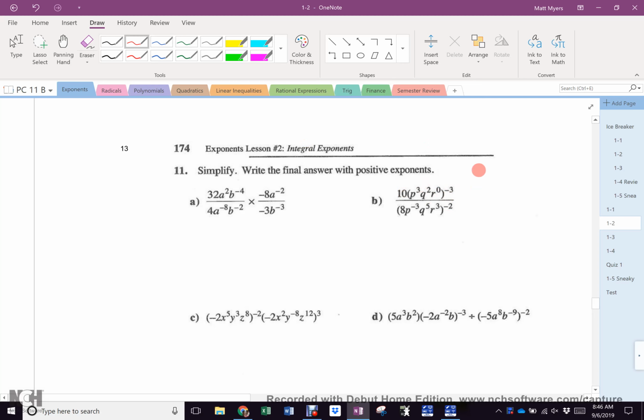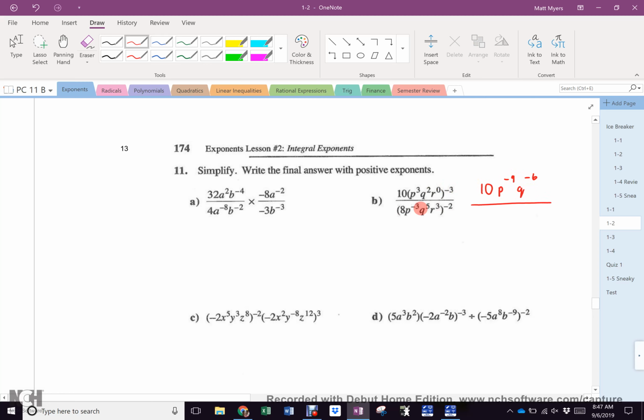So I would get 10, it's not going anywhere, p to the negative 9, q to the negative 6, and r is going to disappear. Why? Because 0 times negative 3 is 0, and r to the 0 is 1. So we don't have to worry about it. That's another reason I would do that.